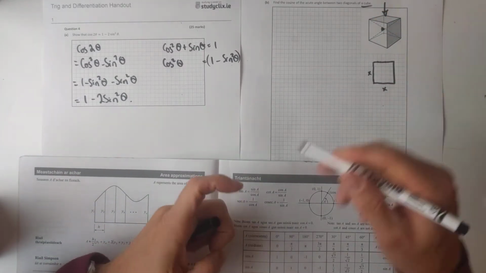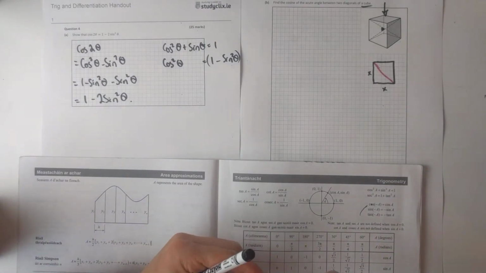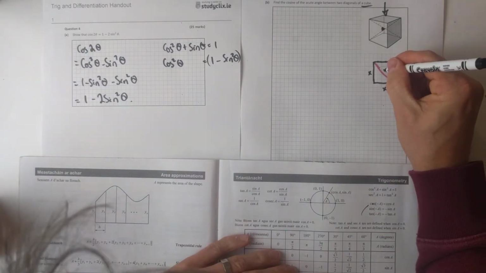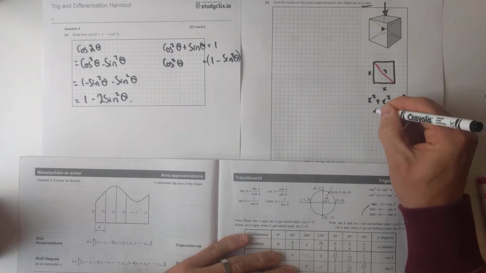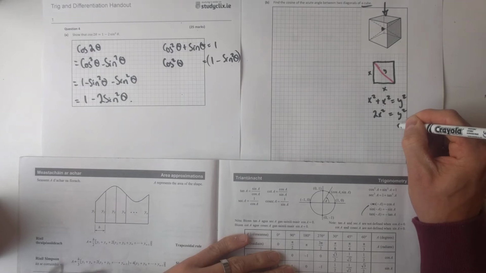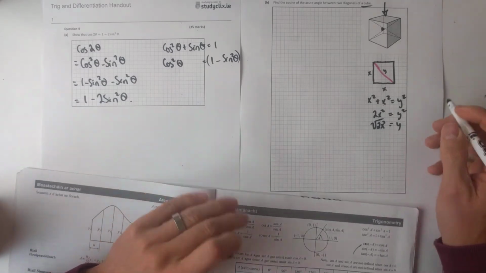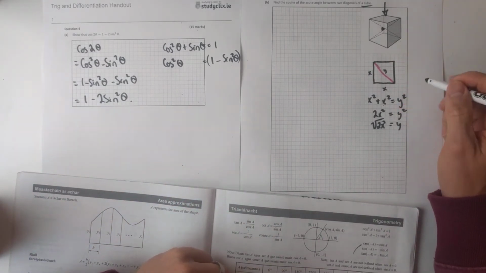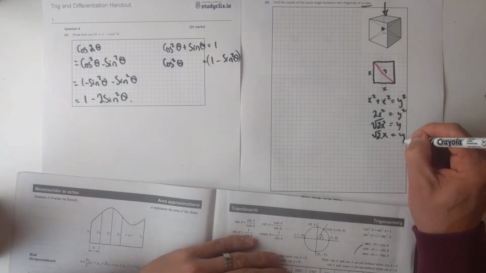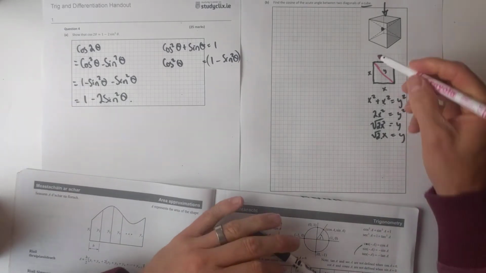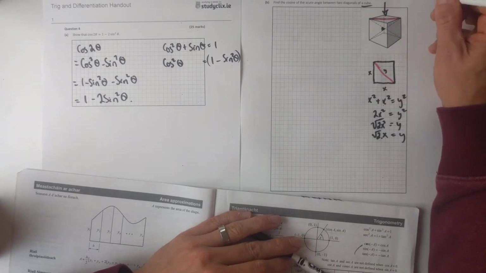So we can work out the diagonal using Pythagoras' theorem. We'll just call it y, for example. So x squared plus x squared is equal to y squared. That means 2x squared is equal to y squared, which means y would be equal to the square root of 2x squared. So that's what the diagonal is, the square root of 2x squared, or if you want to be really accurate about it, it's the square root of 2 by x. Now, the diagonal of the face is going to be that line there. Okay, the diagonal of the face.